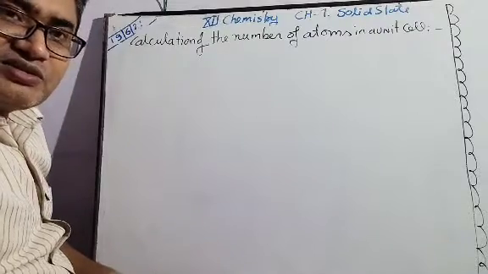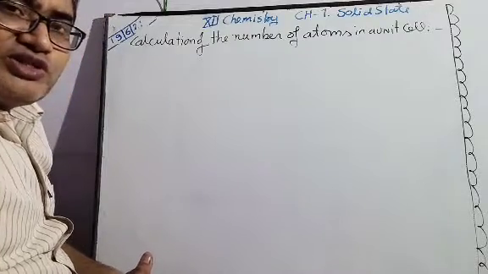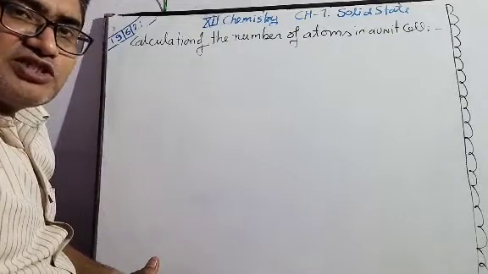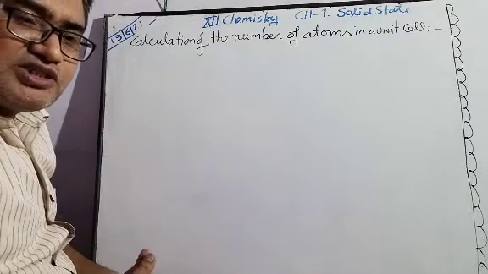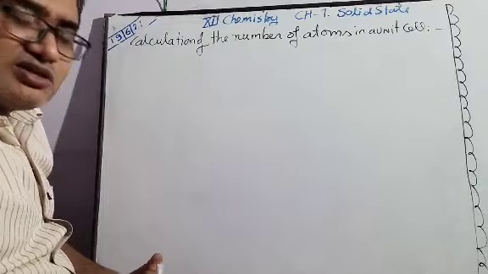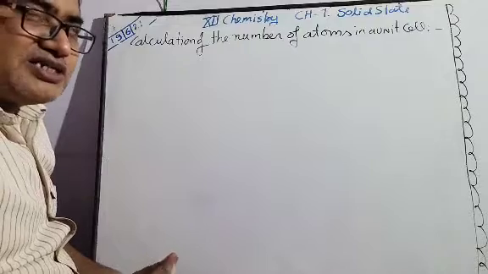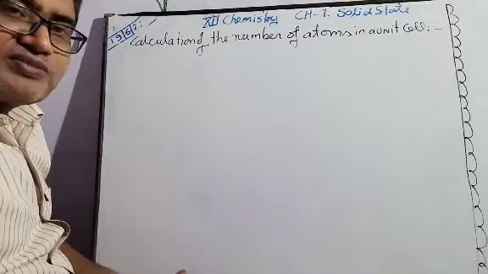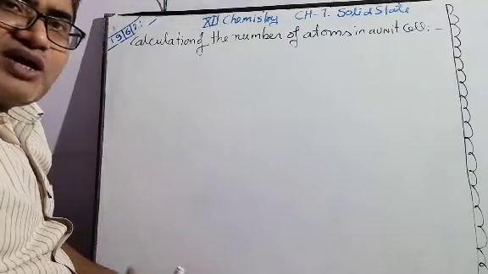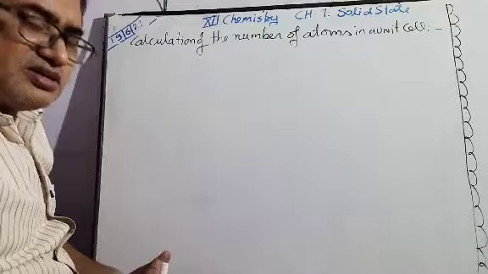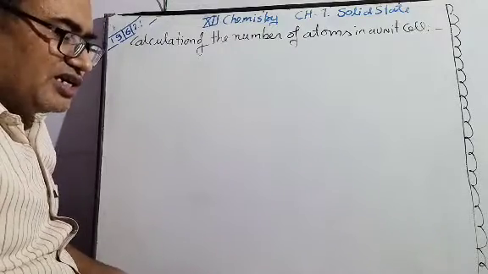I have made two earlier videos. In those two videos I discussed the very first chapter of chemistry first volume, solid state: the states of solid, different kinds of classification of solids, and different kinds of classification of crystalline solids, like molecular solid, ionic solid, covalent solid, or metallic solid. I also discussed properties of the unit cell and different kinds of unit cell.